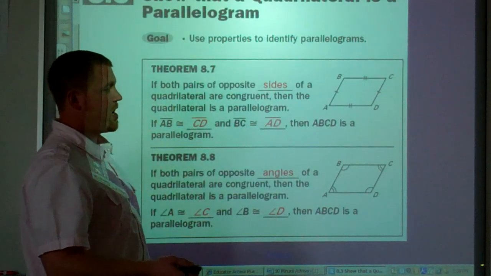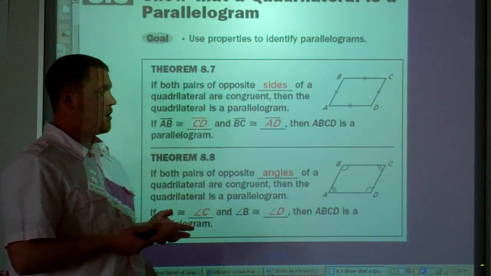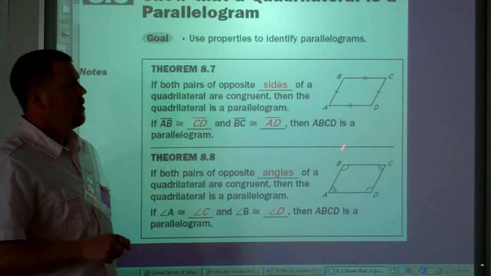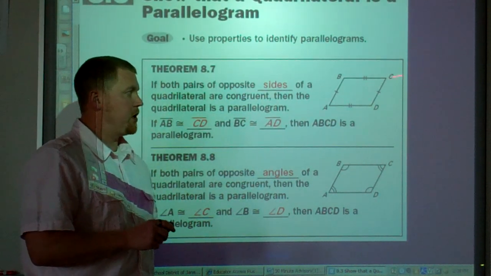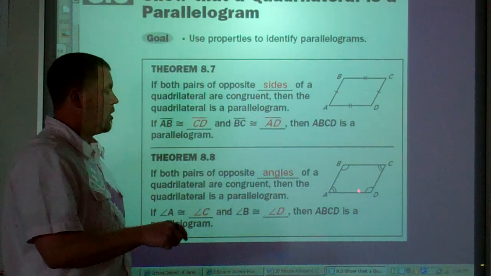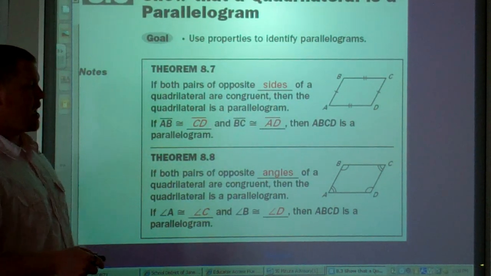So we're proving we have a parallelogram. We don't know we have two pairs of opposite sides that are parallel. We have a four-sided figure, a quadrilateral. The only thing we know is that both pairs of opposite sides are congruent. Great, we know we have a parallelogram. Or we know both pairs of opposite angles are congruent. We now know we have a parallelogram.